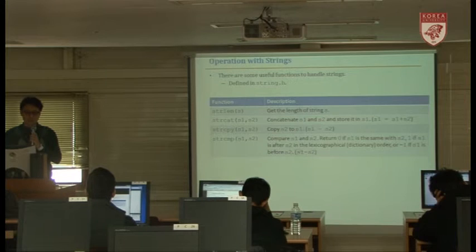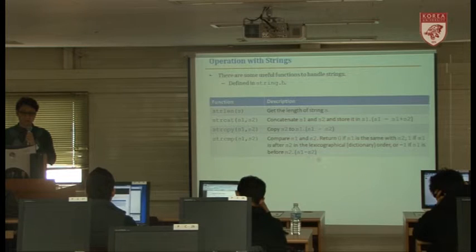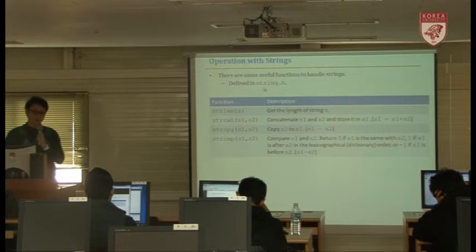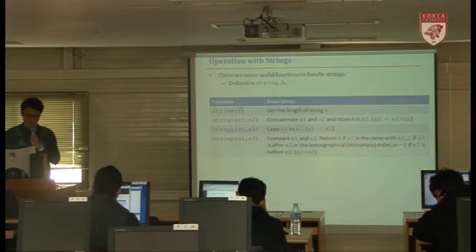So if S1 is larger than S2, that means S1 shows up later than S2, then it makes a positive number. That number is 1 in this case. The other way around, if S1 is smaller than S2, that means S1 shows up first, then it provides the negative number, minus 1 here. So this string.h provides several useful functions like this.